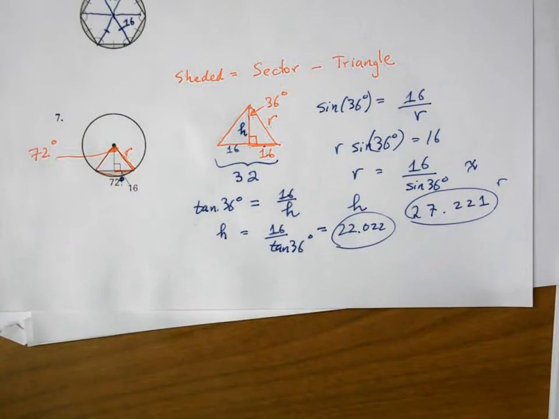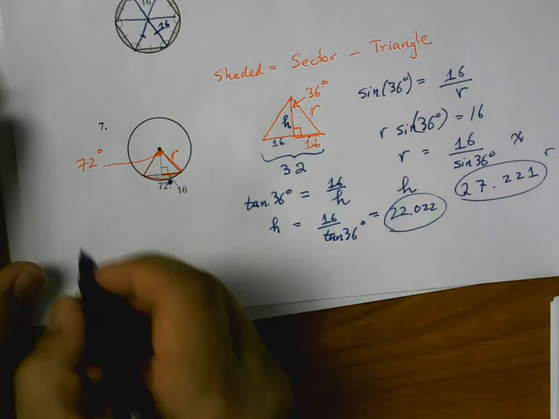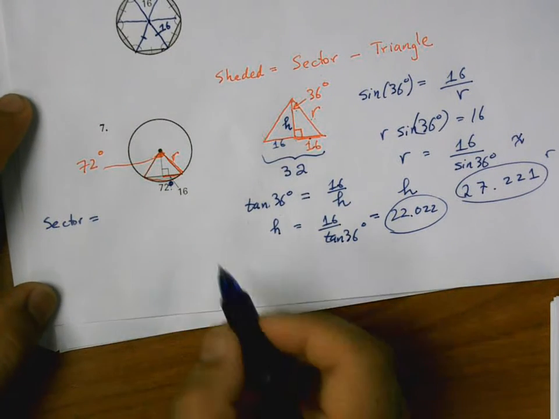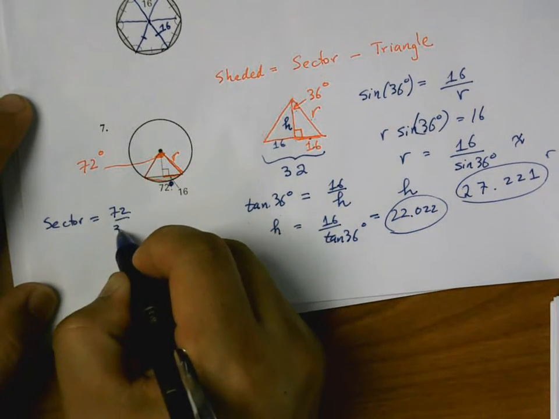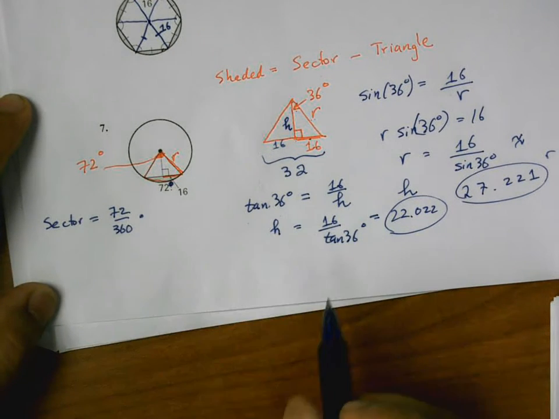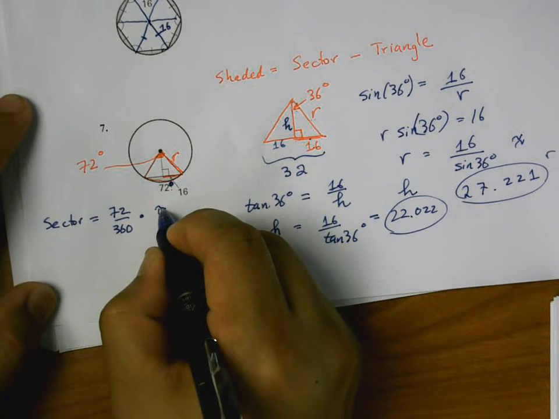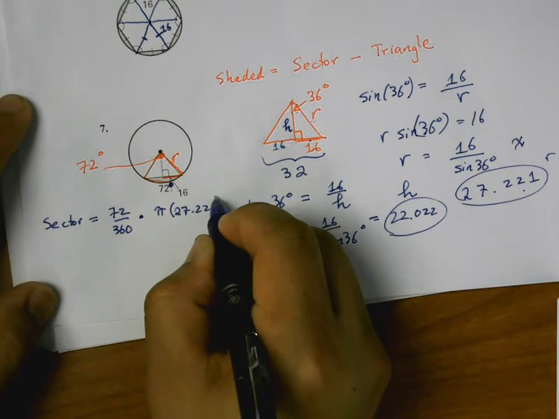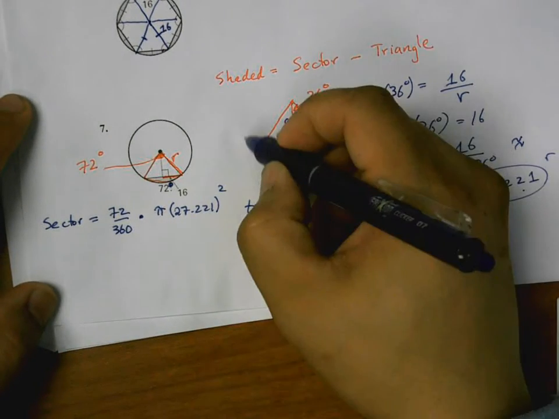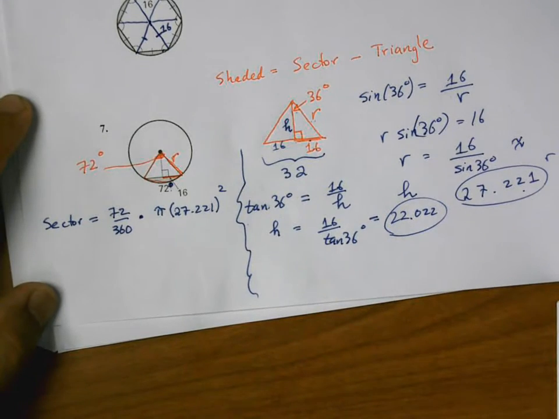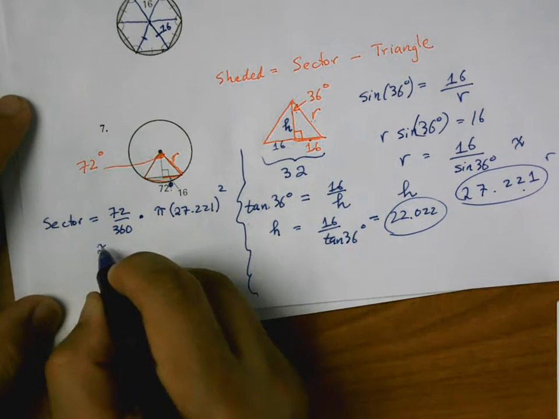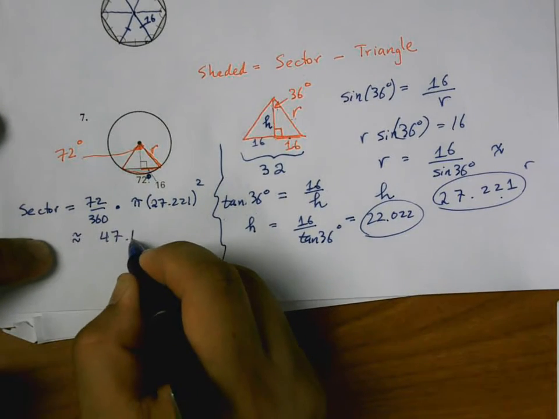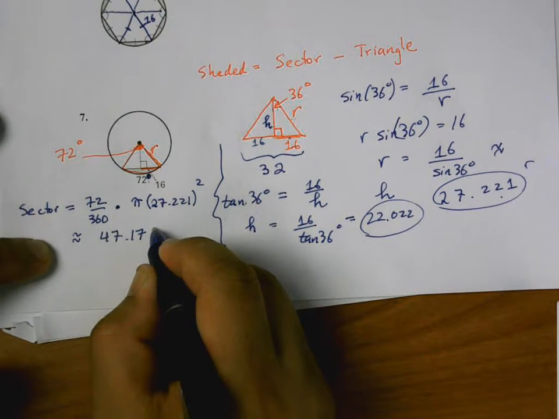Okay. Now we finally have enough to figure everything out. So the sector is equal to 72 over 360 times the area of the circle, which is pi r squared, or 27.221 squared. Okay, I'm going to draw a little separator here, and that's about 47.172.